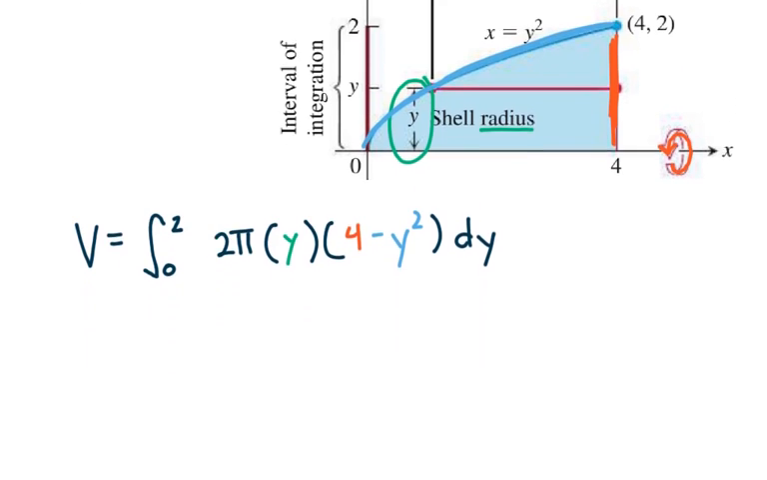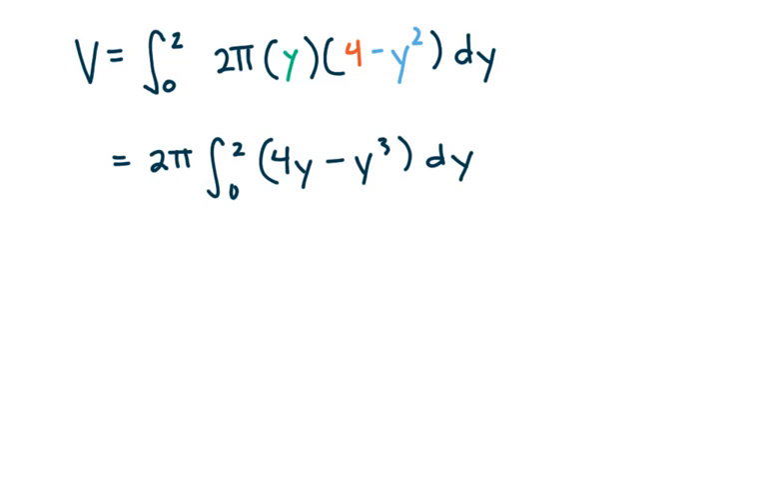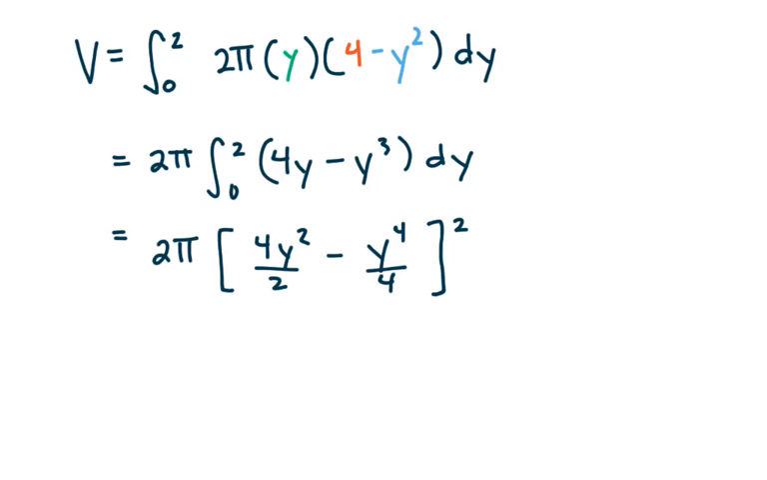So now that we know how we're going to have it set up, let's run through our integration. I'll pull my 2 pi out front. I've got the integral from 0 to 2. I will distribute here, which is 4y minus y cubed, integrating with respect to y. So I've got 2 pi. That integral would be 4y squared over 2 minus y to the 4th over 4. I used the power rule, and we'll evaluate from 0 to 2.